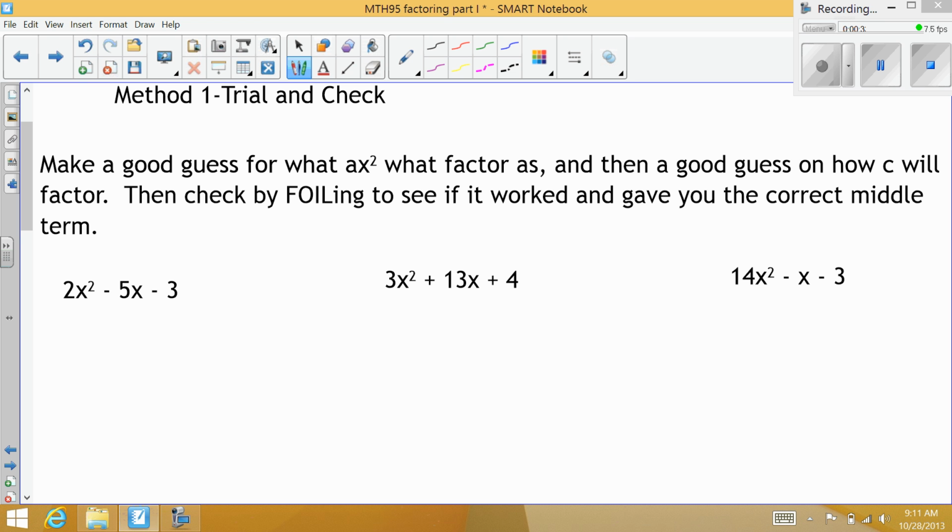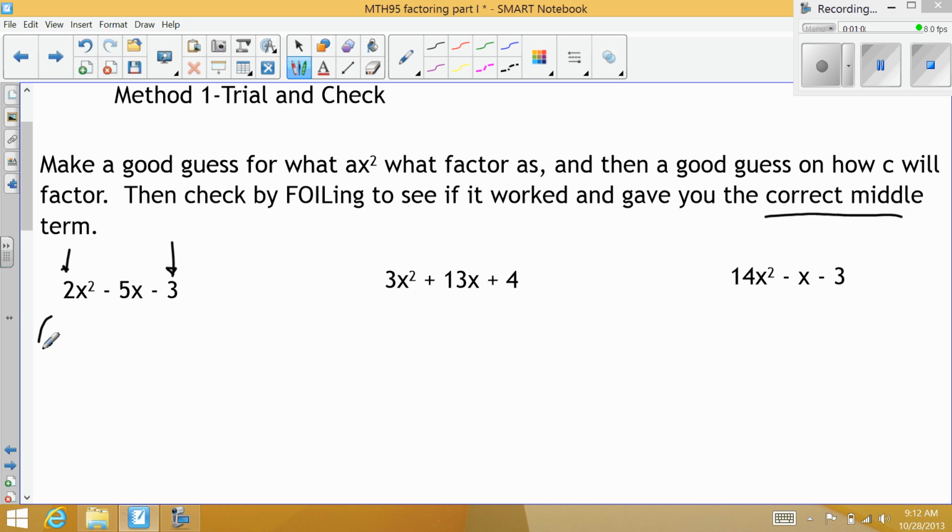The idea is, we look at the leading coefficient, the 2x squared, and think of some different ways 2x squared could factor, such as x times 2x. And then we look at the c value, the constant, and think about ways we could factor -3: -1 and +3, +1 and -3. Then we check some combinations of those and FOIL back together, and what we're looking for is, do we get the correct middle term, the -5x.